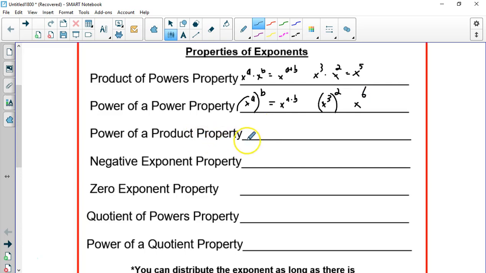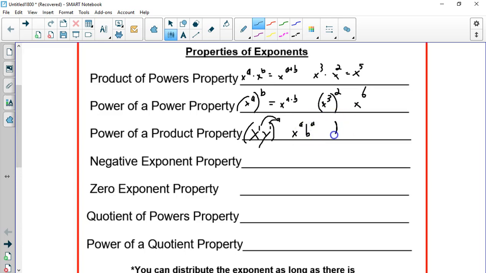Power of a product. Well, that means we're just going to have a product like x times y. Could be more complicated, but x times y. And if we raise that to a power, basically you got to remember that this has a power of 1, this has a power of 1. We're going to do the same thing as previously. We're going to multiply, except in this case we multiply everything inside the parentheses. So that's going to be x to the a times b to the a.